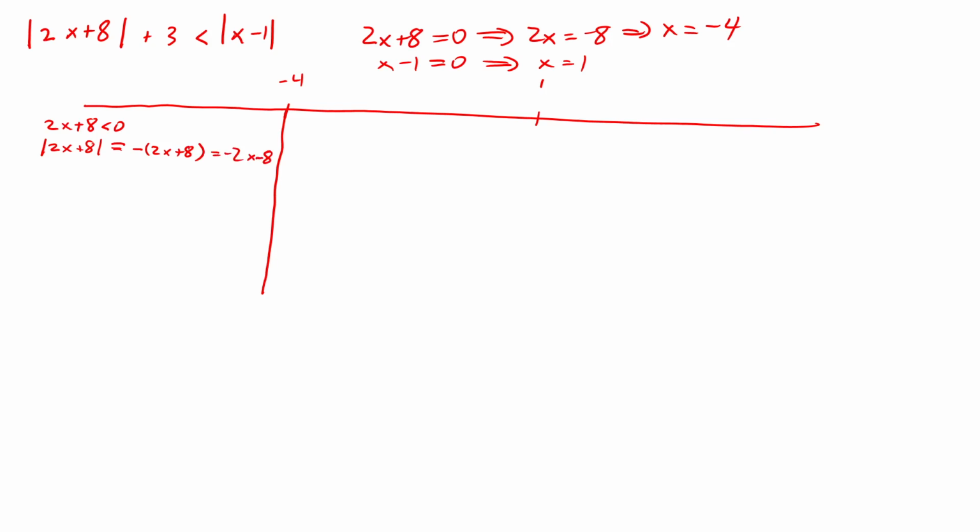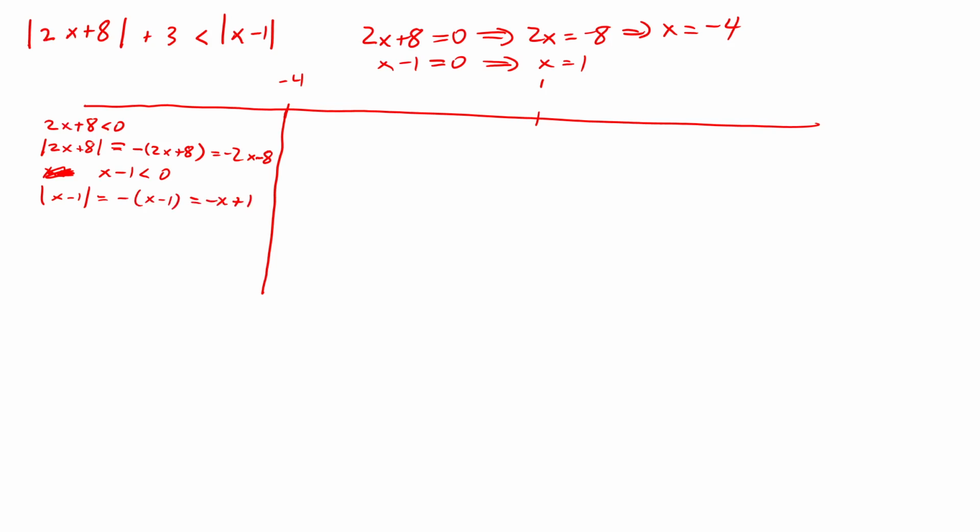All right. Then to the left of x equaling -4, x minus 1 is also going to be less than 0. So that means that the absolute value of x minus 1 will equal negative (x minus 1), which is -x plus 1.